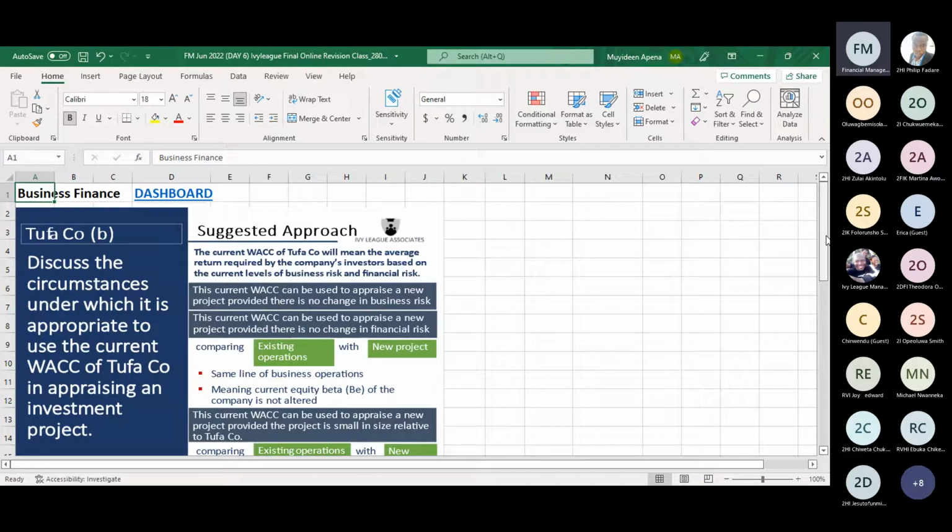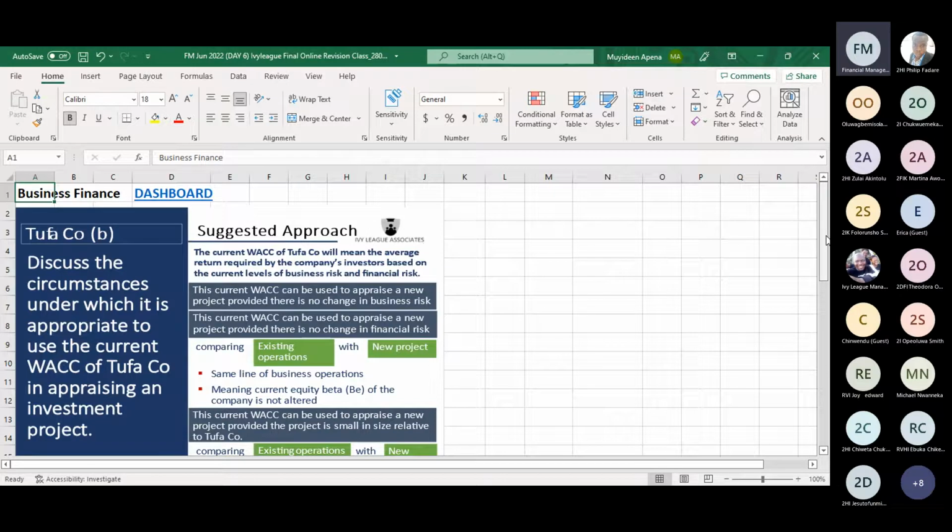The average return required by the company investors. This is the average return they are expecting based on the current levels of the business risk and financial risk of that company. So this is the average return they are expecting. If risks should change, if risk is increasing, that expectation will change.